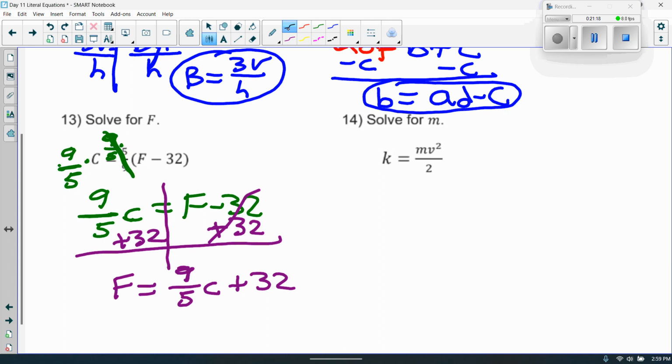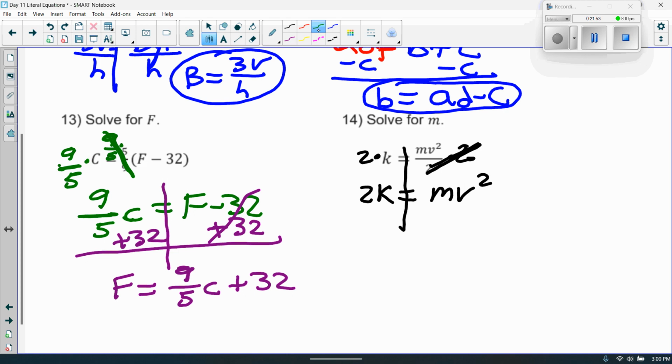Okay, 14. Solve for M. Again, we don't like fractions, so let's get rid of the fraction first. If we're dividing by 2, multiply both sides by 2. Okay, the 2's cancel out. You're left with 2k is equal to mv squared. Okay, now we want the m, not the v. If we wanted the v, eventually, you know what, I don't want to give it away because I think there's one coming later. So let's not even talk about it yet.